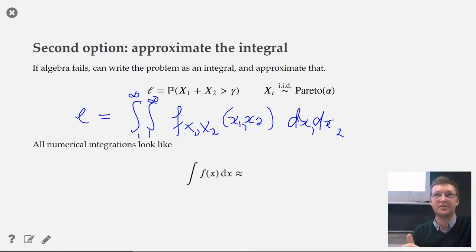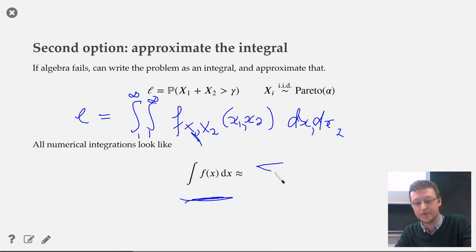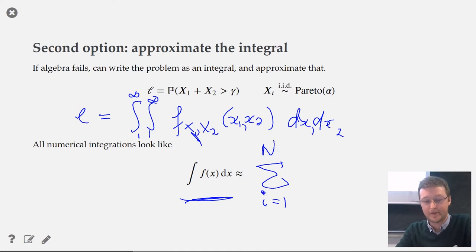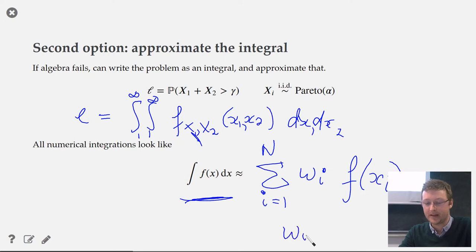So we're starting to approximate things now. The next best thing I would say is, if you can approximate, you turn your problem into an integral, your rare event problem, your expectation, whatever it is, just look at it as an integral. It's always an integral. And you can use some kind of numerical integration technique. That is, you take your integral and turn it into some kind of summation: the sum from i equals 1 to n of some weight that you need to choose, times the function, your integrand, evaluated at some point x_i. Now, how do you choose the weights and the nodes? Well, that's the hard part. But all numerical integrations take this form here.